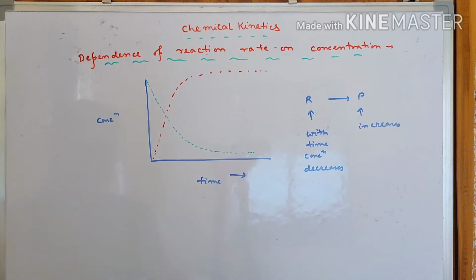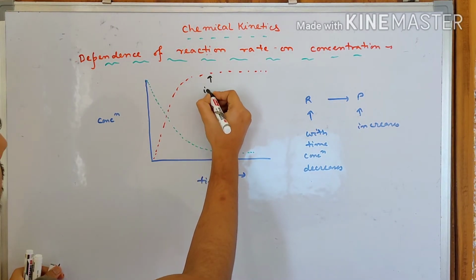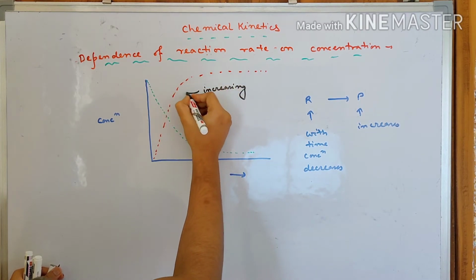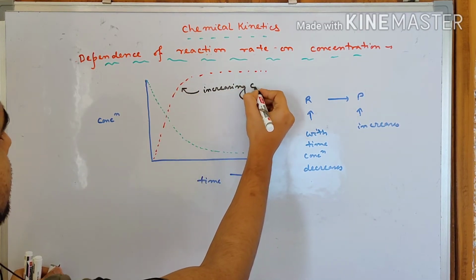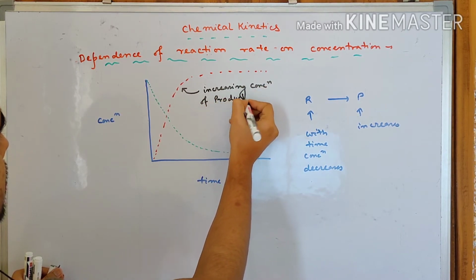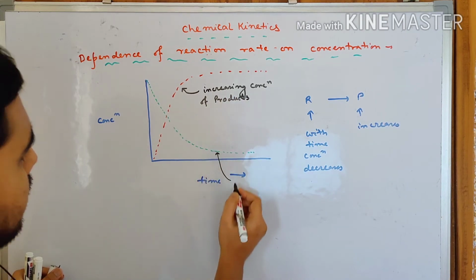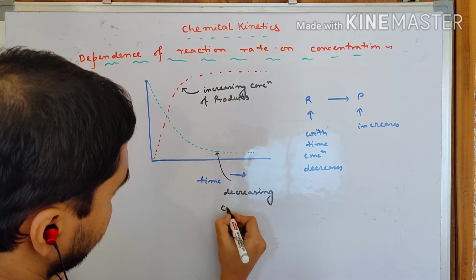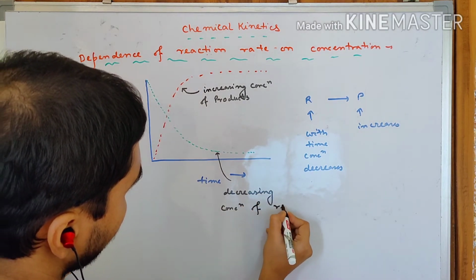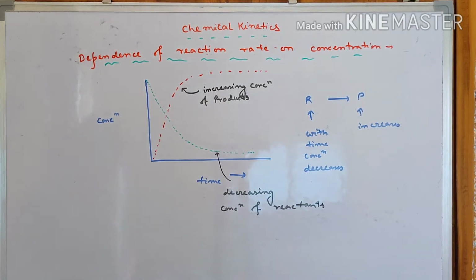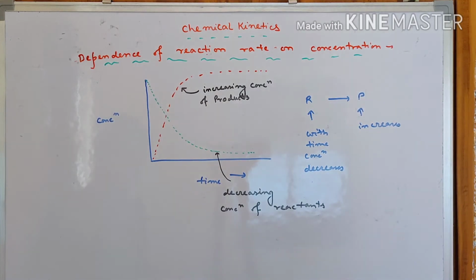So we should be writing this one as increasing concentration of products. Here we should be writing decreasing concentration of reactants, like that. So this is all about the dependence of reaction rates on concentration.